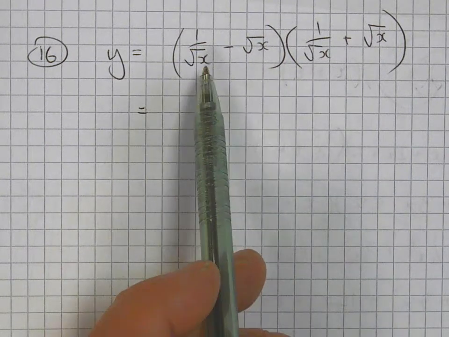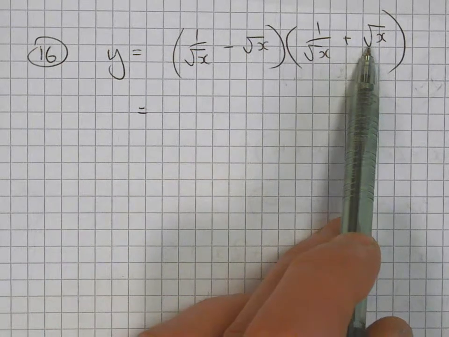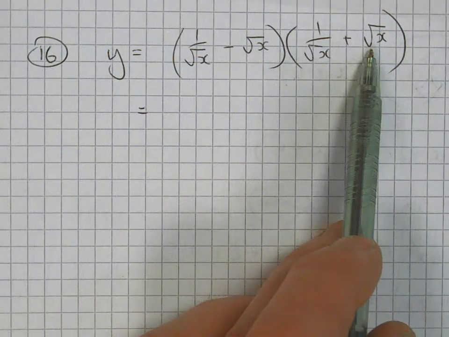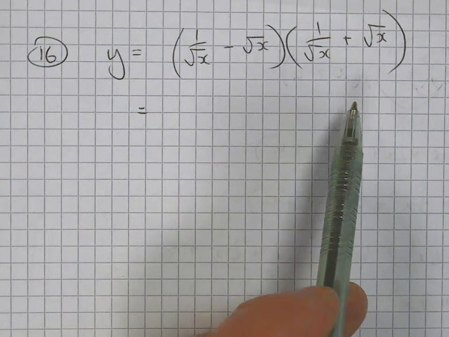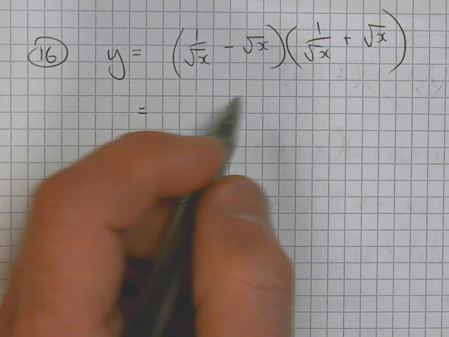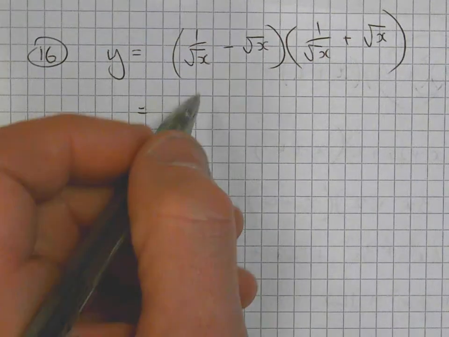You could also do 1 over root x times root x, and that will give you root x in the top, root x in the bottom, and that will just simplify to 1. Okay, so you could do it that way, but if you find that way difficult and you prefer working with powers, then try it like this.